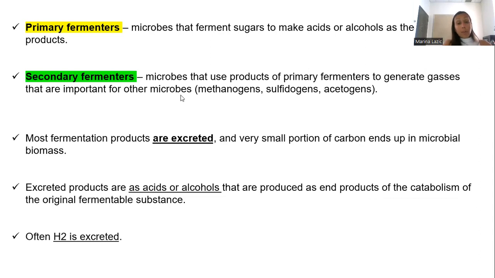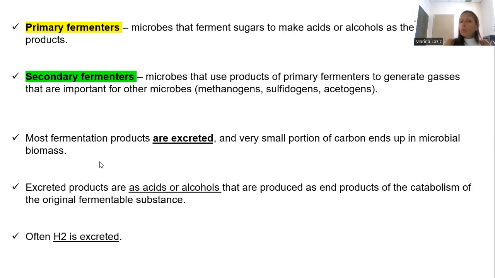There are two types of fermenters, primary and secondary fermenters. Primary fermenters ferment sugar to make acids or alcohol. You probably heard about lactic or ethanol fermentation, so those are primary products. And secondary fermenters use products of primary fermenters to generate gases such as methane, sulfide, or acetate. Acetate is not a gas, but other products, carbon dioxide as well, and hydrogen also.